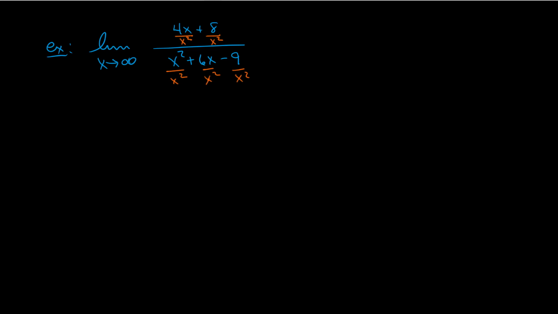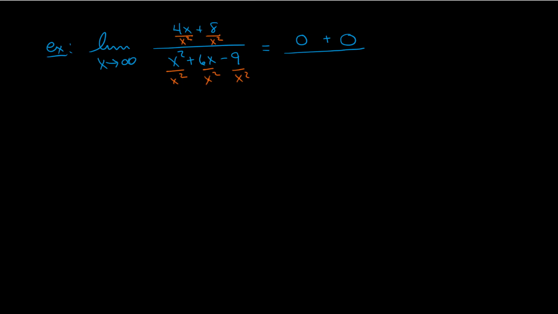Then, just as we did in the previous problem, term by term, we're going to look at each of these and say, okay, where is this going as x goes to infinity? Well, 4x over x squared is really just 4 over x. So that's 4 over a really big number, which is really headed to 0. Plus 8 over a really big number is headed to 0. So that has both terms in the numerator done.